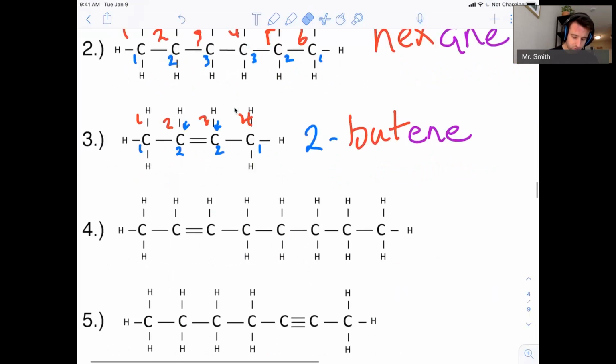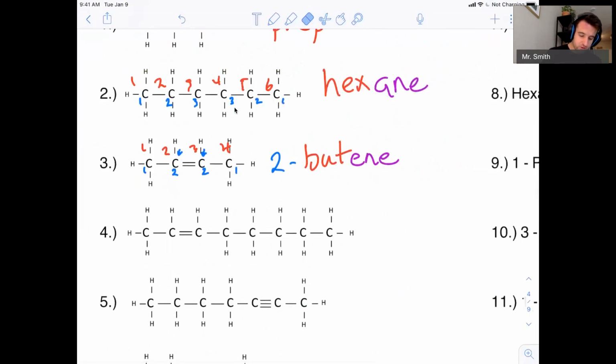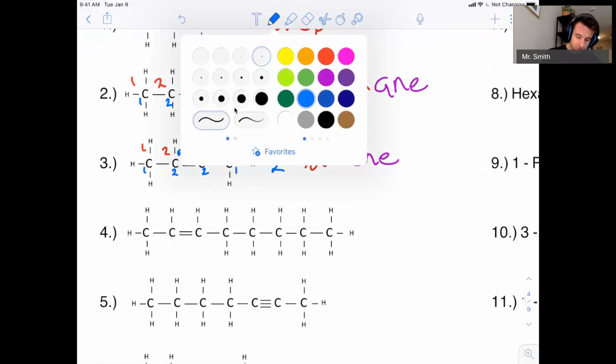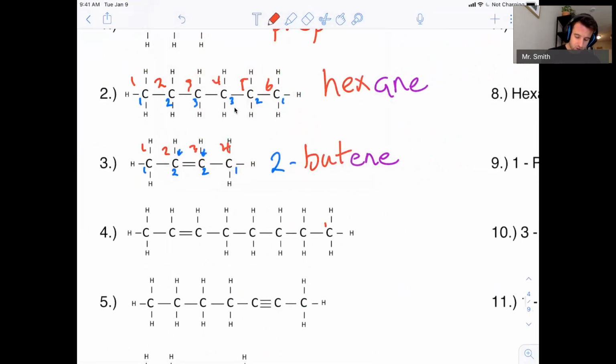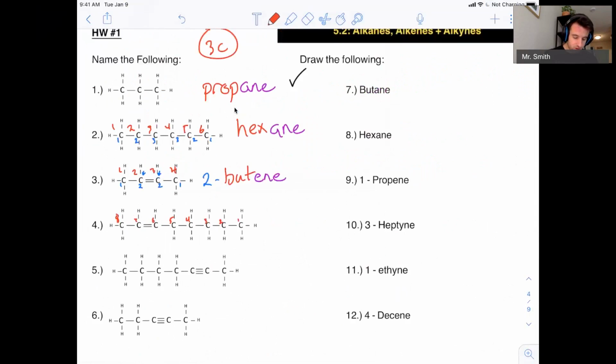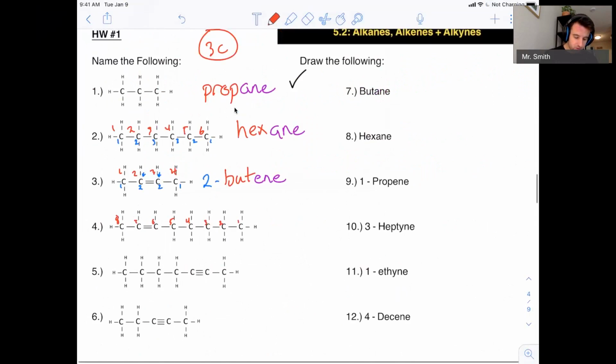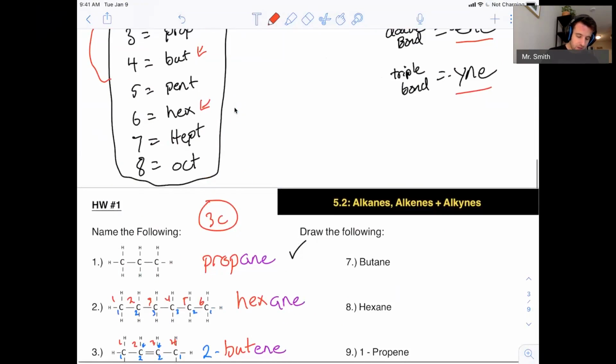Okay, question number 4. This has a lot of carbons. Let's count them all up and see how many we have. I'm going to count from the opposite way, just so you can get used to seeing counting done in multiple different ways. Okay, that's 8. So let's zoom out and take a look. What do we call 8 carbons? There it is right there. 8 is oct.